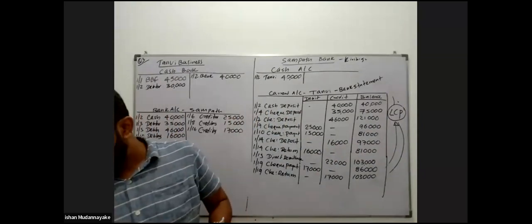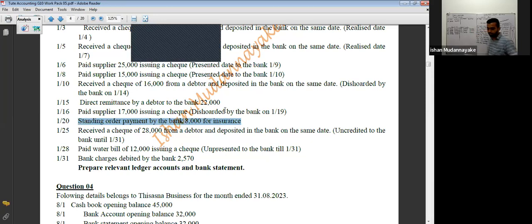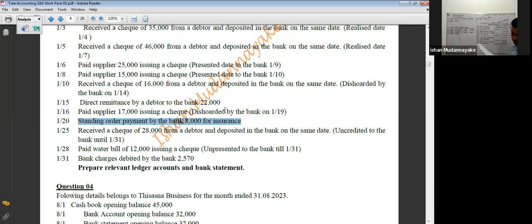Next transaction, 20th January. A standing order payment by the bank, 8,000 for insurance. Standing order payment. What do you mean by standing order? Standing order payment means what? Direct payment. Yes, direct payment.